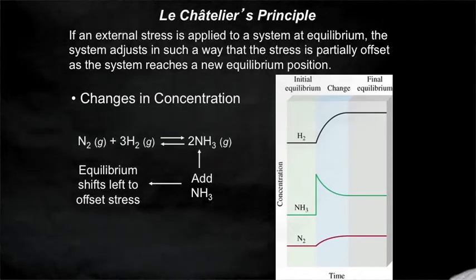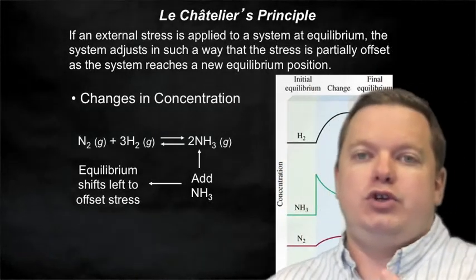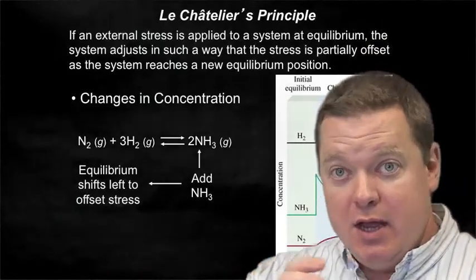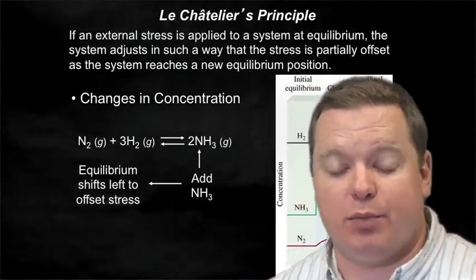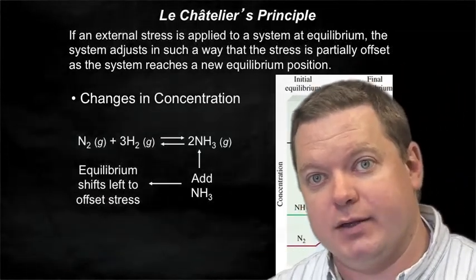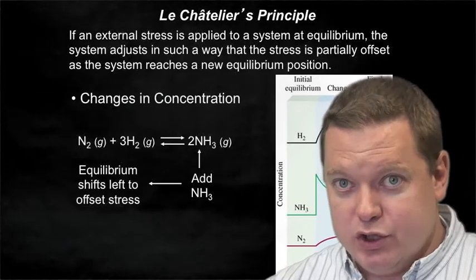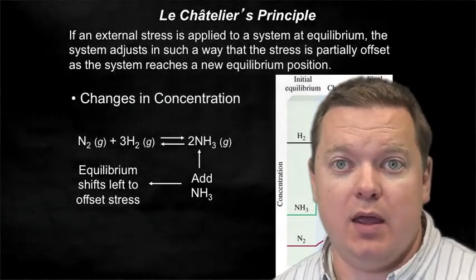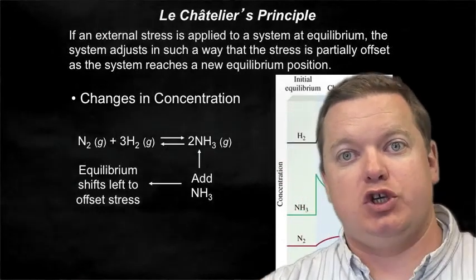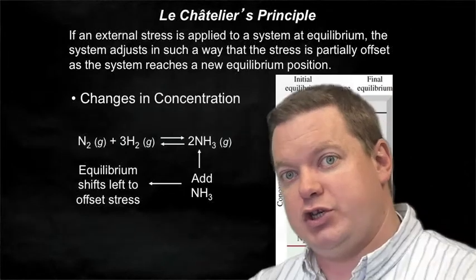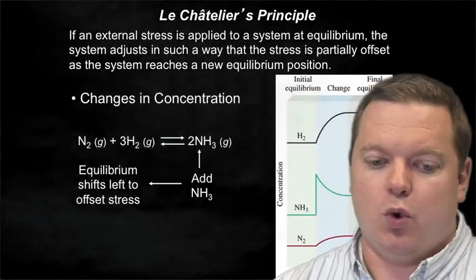So in these, we're always going to shift away from an addition. If we add a reactant, it's going to shift some of that mass to products. If we add a product, it's going to shift that mass back to reactants. Or we're going to shift towards a loss. So if we take some of the reactants away, we're going to see the equilibrium shift to refill that void. If we take some of the products away, we're going to shift that equilibrium towards that.